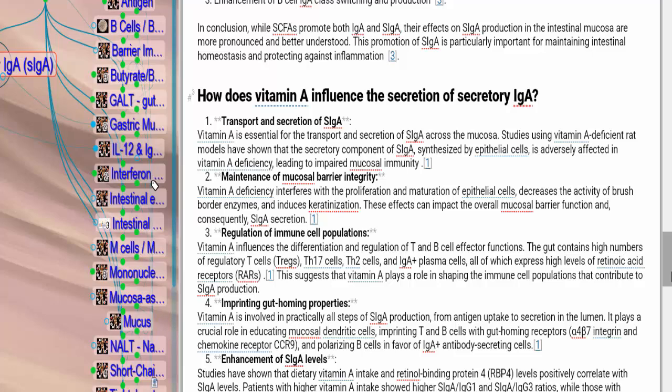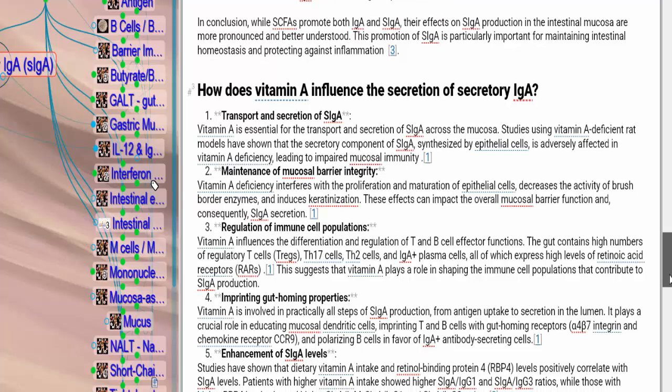It's essential for transporting and secreting it across the mucosa. Studies show that vitamin A deficiency adversely affects the secretory component of immunoglobulin A, and it leads to impaired mucosal immunity. Vitamin A deficiency interferes with proliferation and maturation of epithelial cells. It decreases the activity of brush border enzymes, which we covered in a previous video. I'm going to skip some of this that we haven't covered yet.